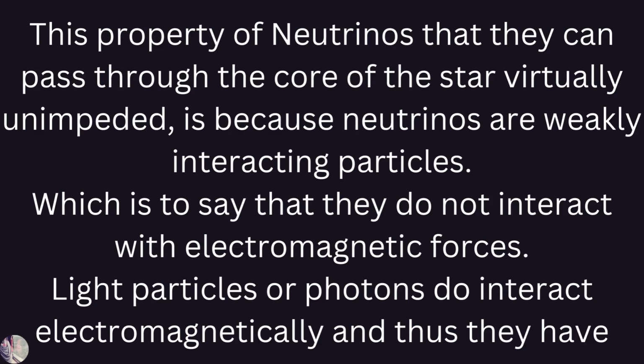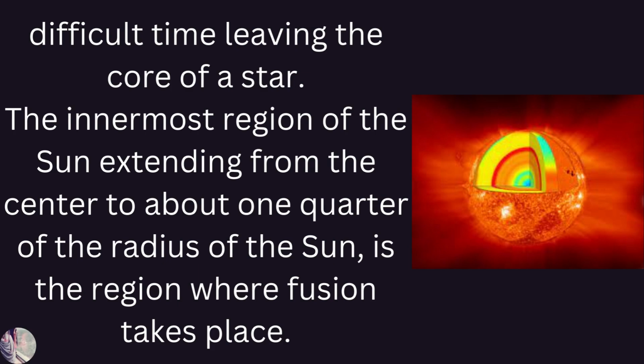This property of neutrinos, that they can pass through the core of the star virtually unimpeded, is because neutrinos are weakly interacting particles, which is to say that they do not interact with electromagnetic forces. Light particles or photons do interact electromagnetically and thus they have a difficult time leaving the core of a star.